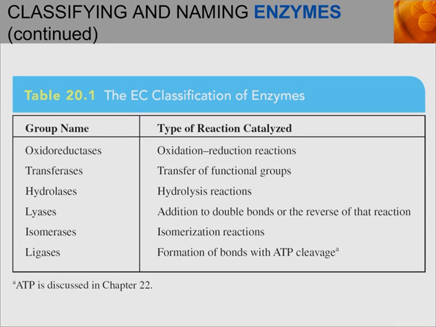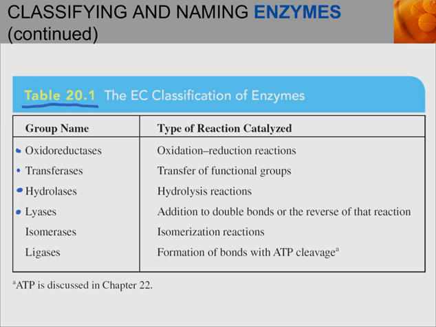In your textbook, there is this table for the classification of enzymes. The first class is oxidoreductases. These are enzymes that help with oxidation reduction reactions, and they just help those reactions occur more quickly. The second class, transferases, help to transfer functional groups from one part of a molecule to another, for example. Then we have hydrolases, and these help with hydrolysis reactions.